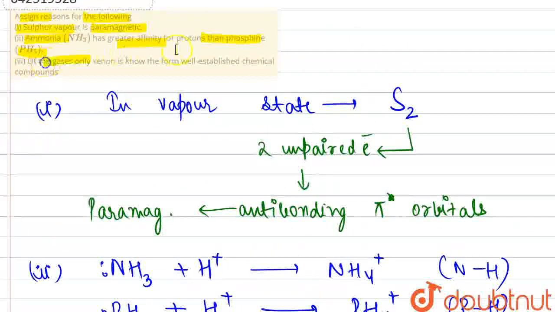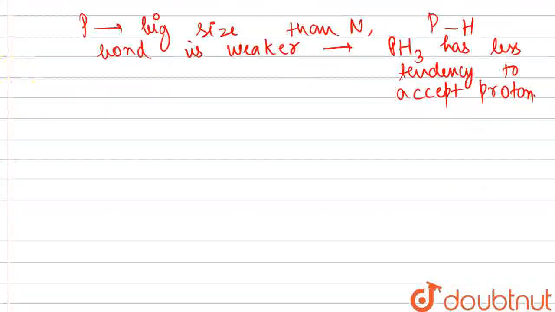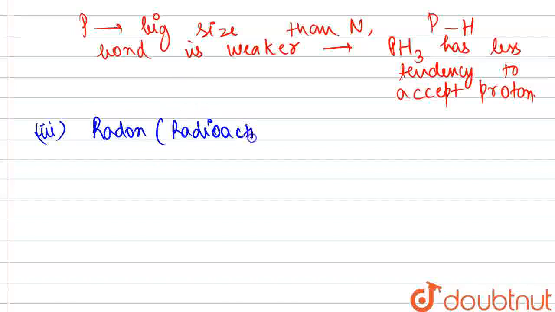Third part is saying of the noble gases, only xenon is known to form well-established chemical compounds. So we have always heard and we often say that noble gases are inert in nature, they do not make compounds, but this doesn't happen with xenon, right? We are not including radon here because radon is a radioactive element anyhow, right? The half-life is very less.